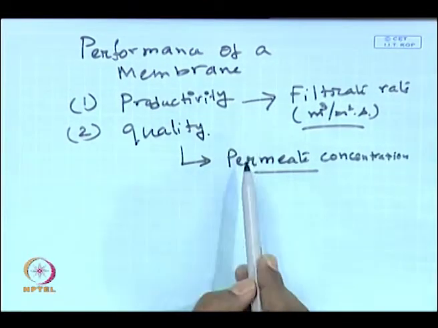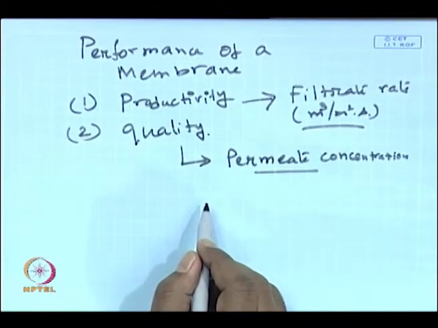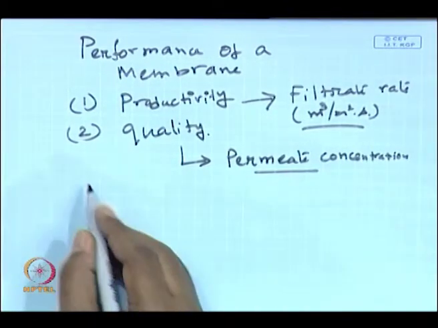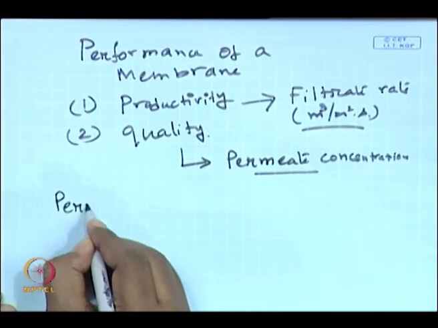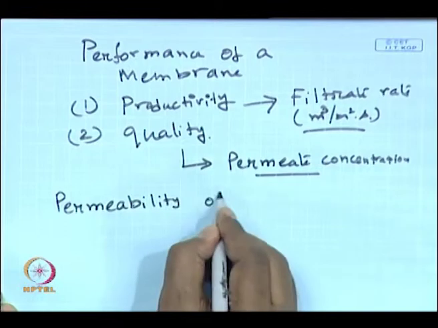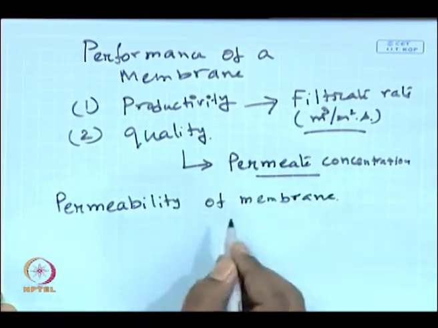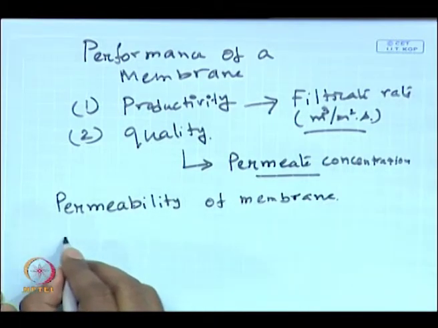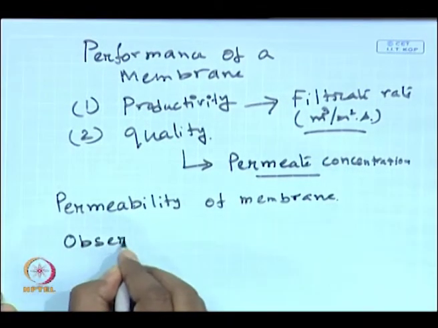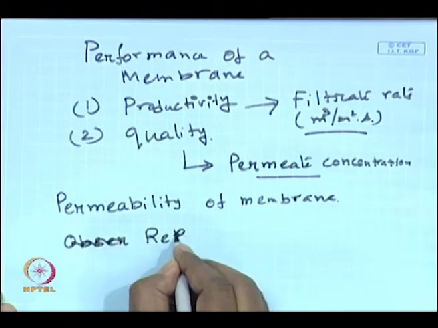Now, in order to get these values, there are two definitions which are indicative. Which are these two definitions? One is the permeability of the membrane, another is the observed retention or real retention. Observed retention is a vague thing, so real retention is the actual one.